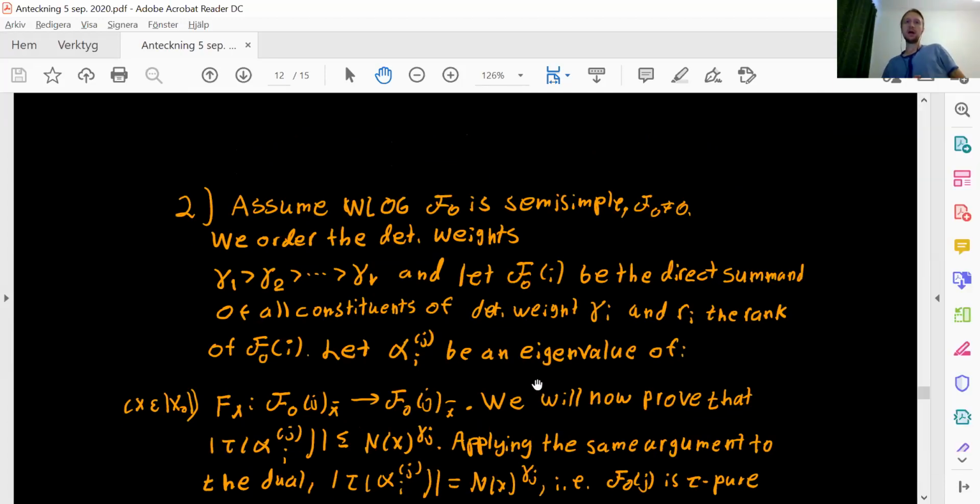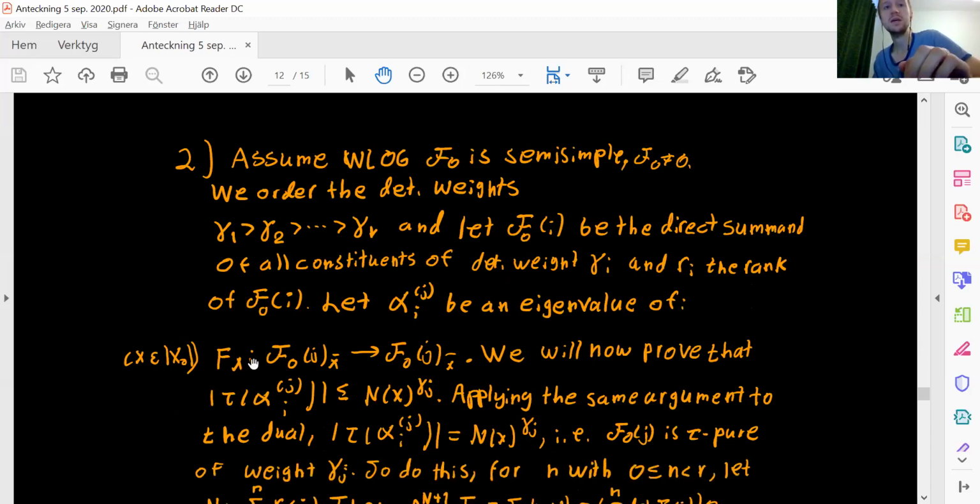So as I said, we can now assume without loss of generality that F0 is semi-simple and that F0 is non-zero. And now we will order the determinant weights as gamma 1 less than gamma 2 and so on to gamma r. So we have r determinant weights, and we will let F0i be the direct summand of all constituents of determinant weight gamma i. And we will let ri be the rank of F0i. So I will now let alpha to the power of j, i be, in my notation, an eigenvalue of the Frobenius acting at the point x, acting on F0j. So this will be the notation of an eigenvalue on F0j.